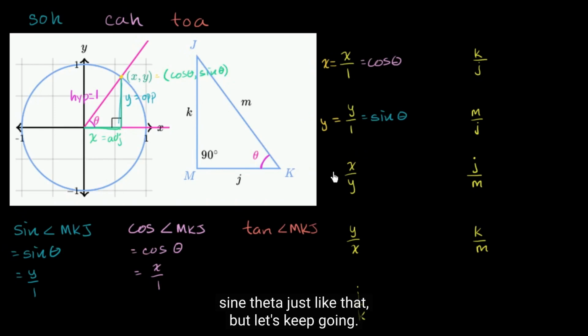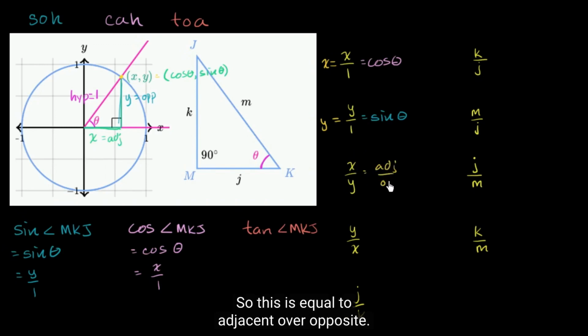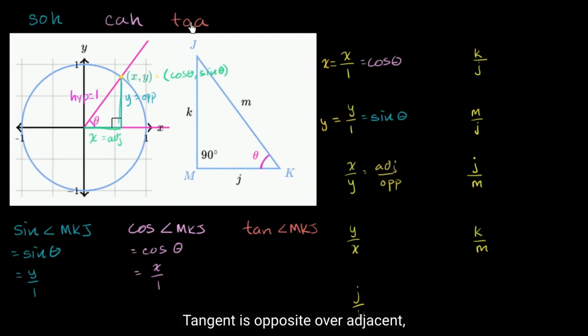But let's keep going. Now we have x over y. We have adjacent over opposite. So this is equal to adjacent over opposite. Tangent is opposite over adjacent, not adjacent over opposite. So this is the reciprocal of tangent.